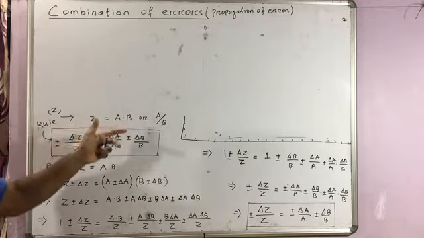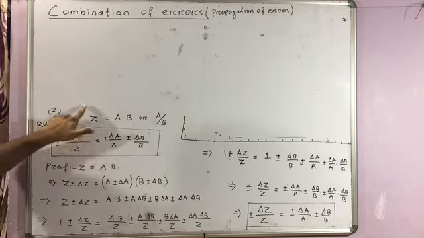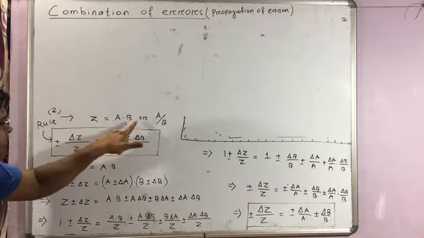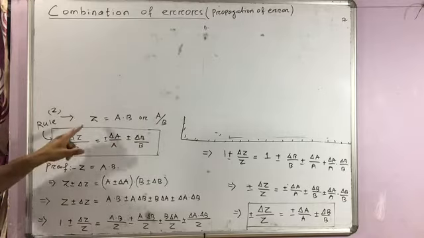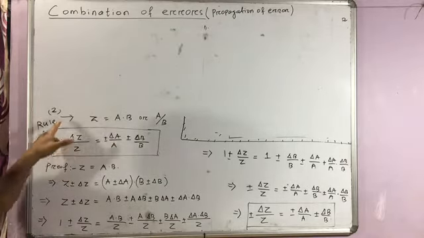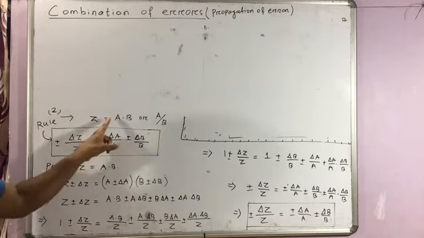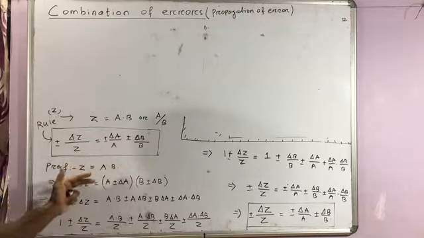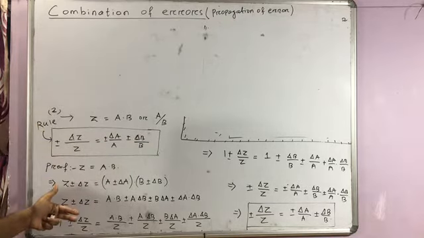So while dealing with the error part here, if the formula is Z equal to either A plus B or A divided by B, then the relative error in Z, the total relative error in Z, will be the sum of the relative error in A plus or minus the relative error in B. That we can prove. Clear?